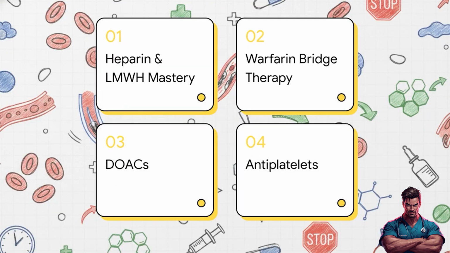Okay, so here's our roadmap for today. 1. Heparin and LMWH mastery. 2. Warfarin and bridge therapy. 3. DOACs, which are target-specific inhibitors. And 4. Antiplatelets and bleeding risks.